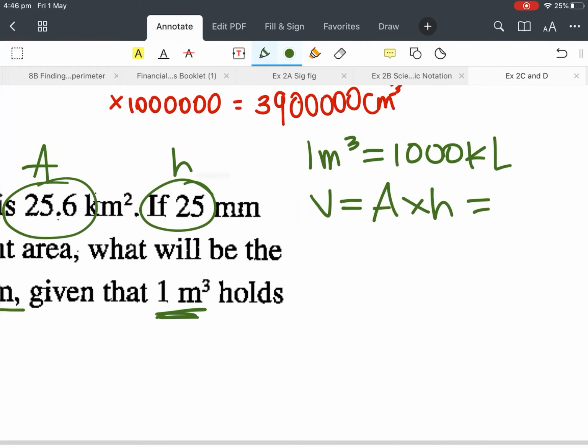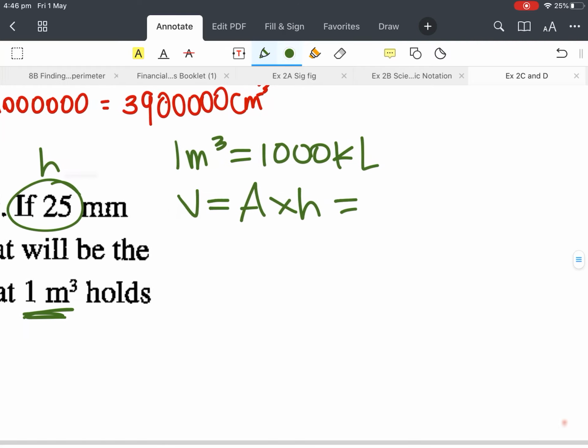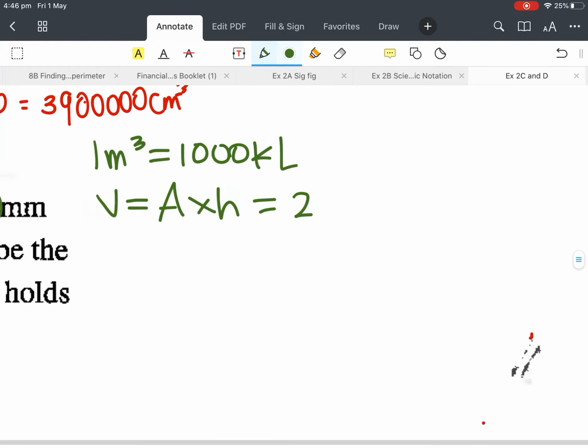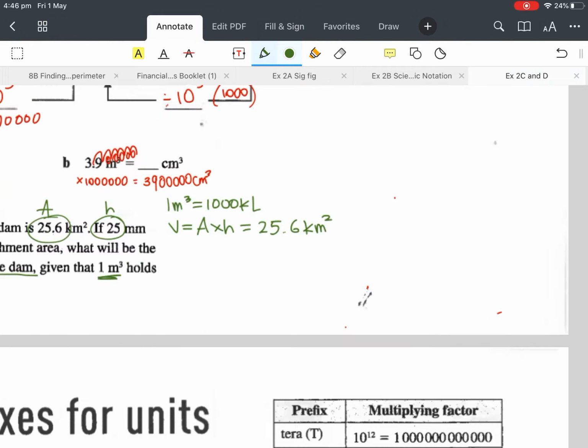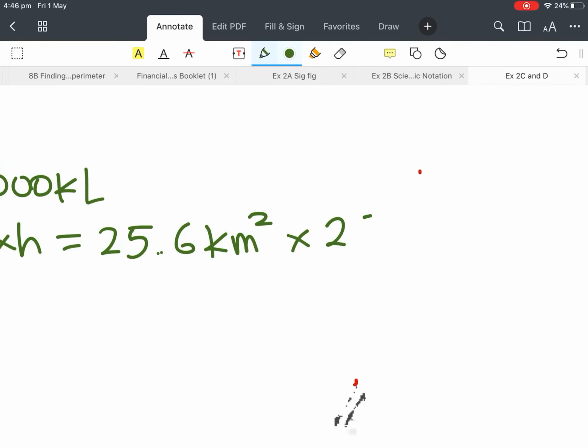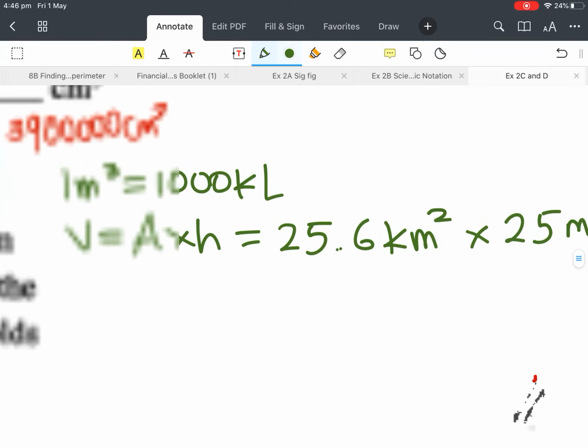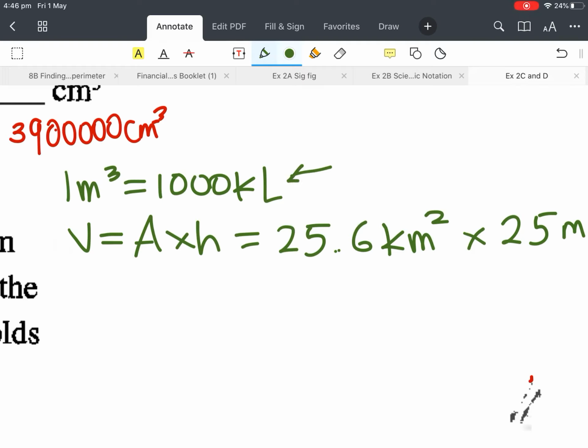Now I'm just going to write across because I'm going to run out of room in a minute. So I'll just rewrite what we've got. We've got 225.6 kilometres squared, and we've got, sorry about that, it's misbehaving, 25 millimetres. Now over here, because this talks about 1 metre cubed equaling 1,000 kilolitres, I'm going to change both of these to metres.